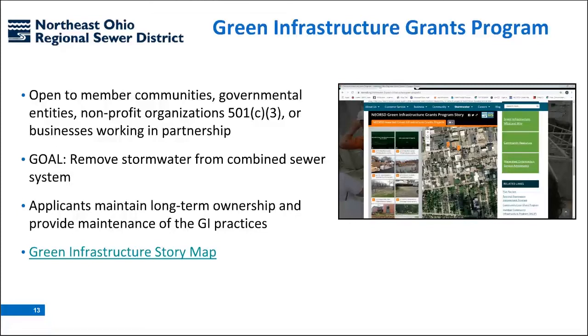And in the long run, anybody who is awarded a grant maintains long-term ownership of the property and the GI features that are constructed as part of the grant, and they also are responsible for the long-term maintenance of those practices. On the right side of the screen, you can see a screenshot of our green infrastructure story map from our website, and it's a good way to see the types of projects that we have funded with this program. It gives you a little bit of information about each one.